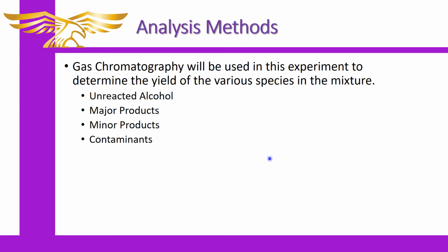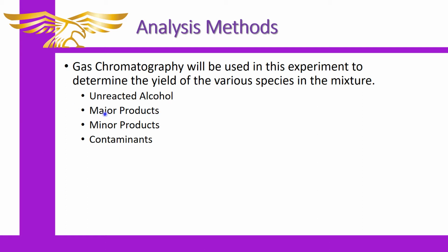But what you have to remember too is that gas chromatography is based off of the boiling point of the material. So the higher boiling the material, the longer it's going to take for it to go through the column, because the lower boiling is going to come off first. So it's a lot like distillation in that regard. And so typically the alkenes are going to have a lower boiling point than the alcohol that you started with. So unreacted material tends to be the last peak.